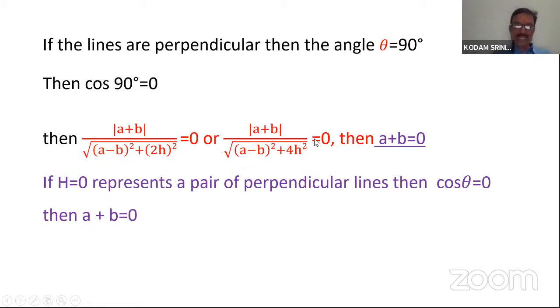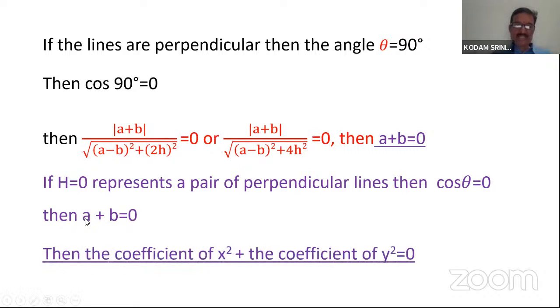So therefore we got that the equation ax square plus 2hxy plus by square equal to 0 represents a pair of perpendicular lines. Then we have cos theta equal to 0, and if cos theta equals 0, then a plus b is also 0. Here a is called the coefficient of x square and b is called the coefficient of y square in the given equation ax square plus 2hxy plus by square equal to 0. So let us solve some problems.